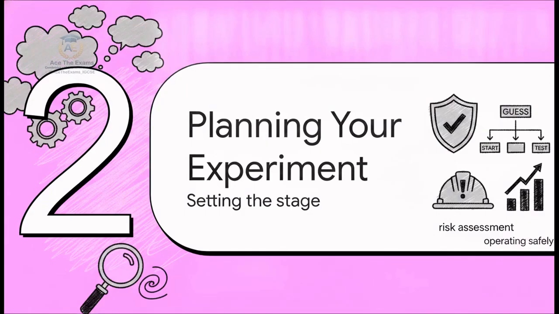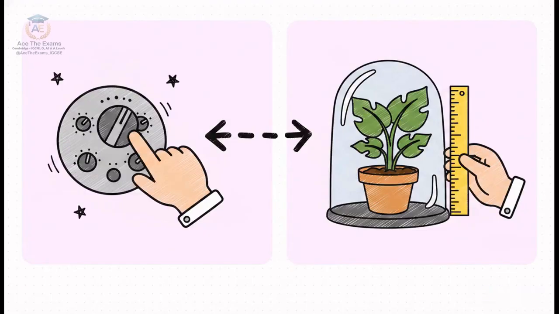Moving to Section 2, planning your experiment. This is all about setting the stage for accurate discovery. Look, before you even touch a piece of equipment, you absolutely need a bulletproof plan. It starts with a clear hypothesis. Basically, your highly informed guess about what's going to happen, and a rigorous risk assessment to make sure you're actually doing it safely. Once that's set, you have three primary control mechanisms.